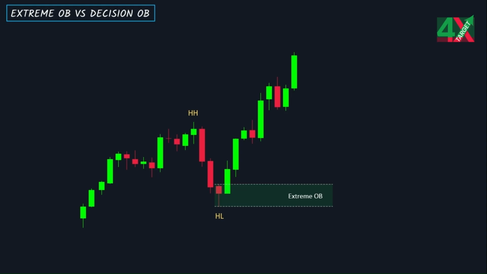These zones usually contain significant liquidity and imbalance, making them powerful reaction points. A decision order block, on the other hand, forms somewhere in the middle of the impulsive move. While these can still work, they are generally considered lower probability compared to extreme order blocks, especially if price has already traveled a significant distance. Both types can be traded successfully, but extreme order blocks are preferred when precision and probability are the priority.